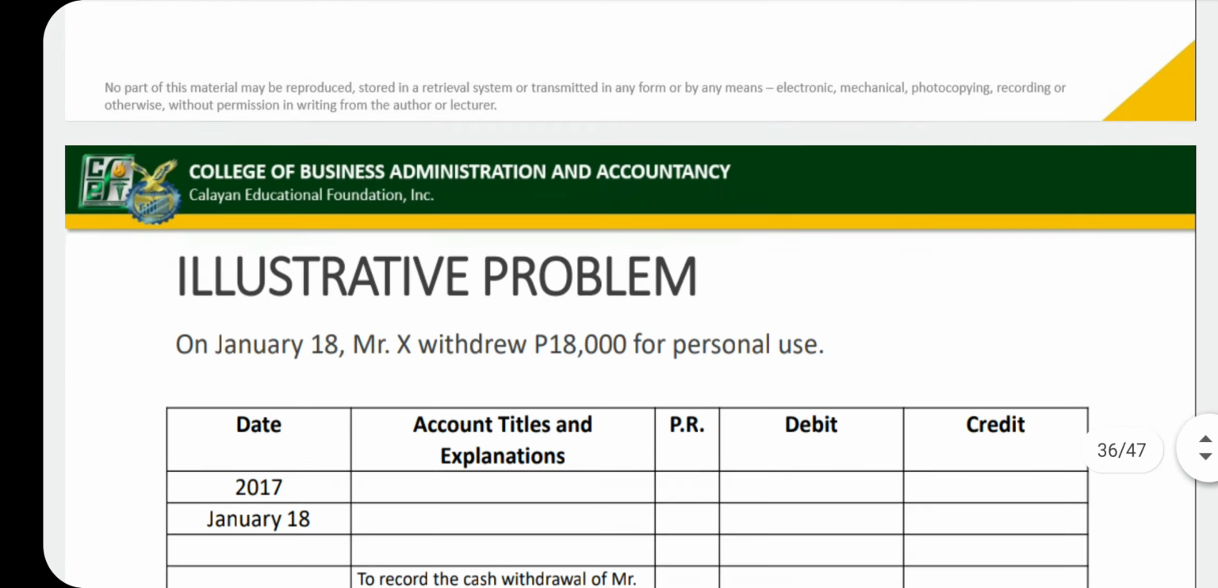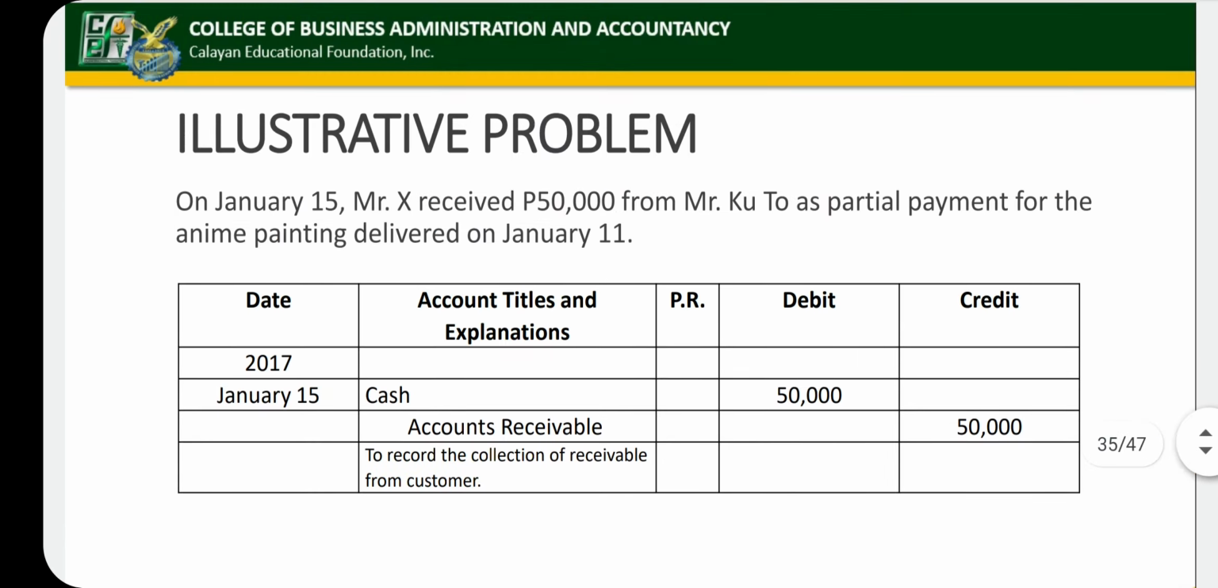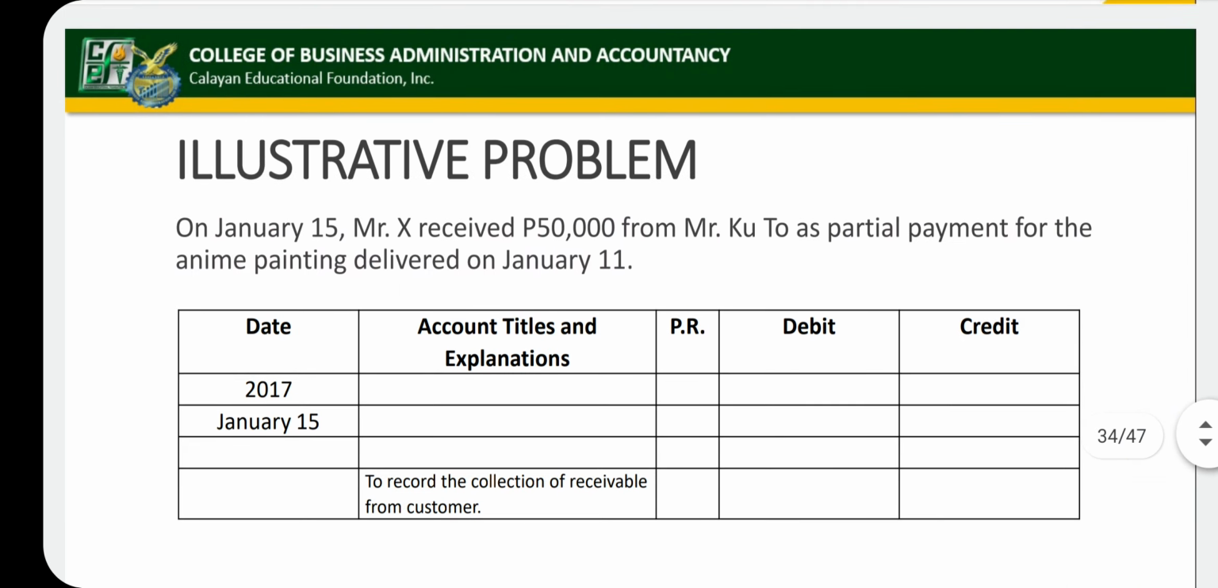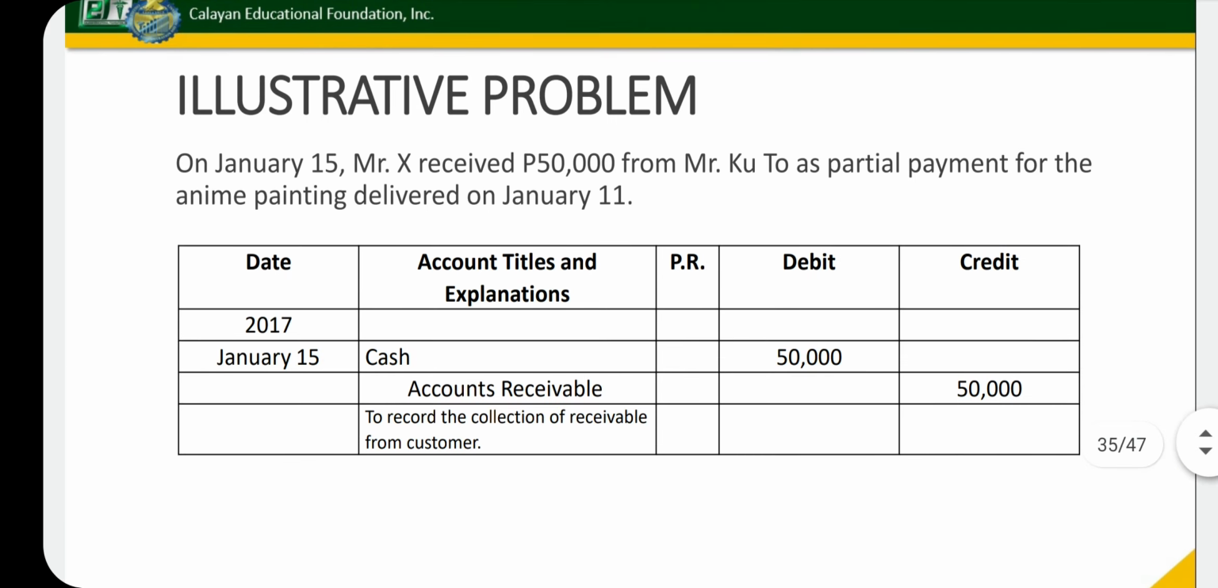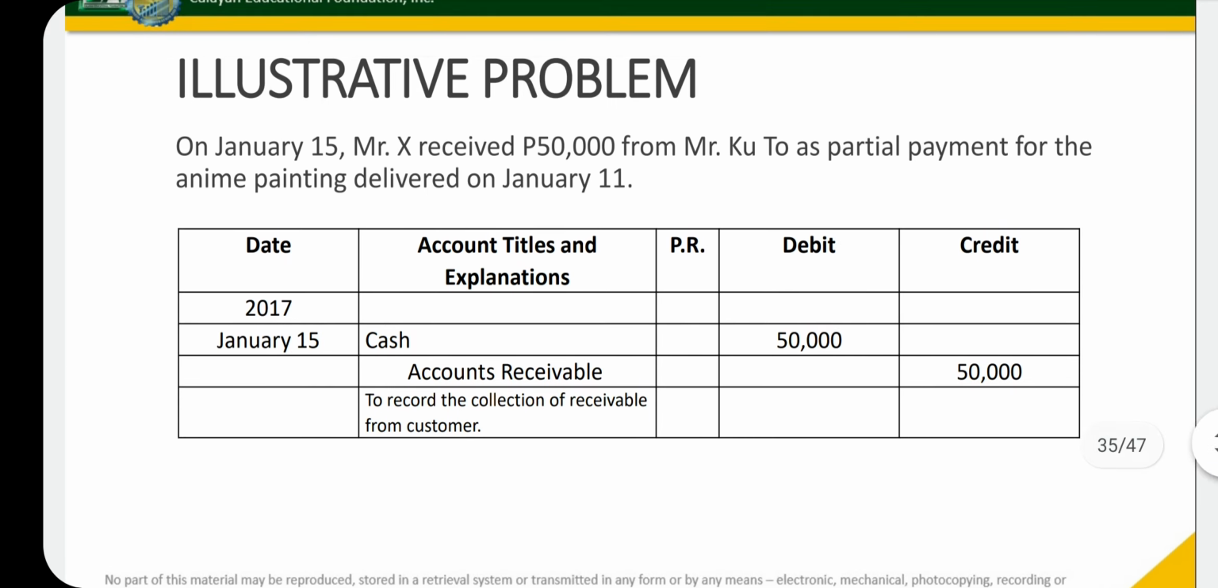So, on the date of payment, which is January 15, Mr. Kuto made a partial payment of 50,000 pesos. So, we debit cash and we credit our accounts receivable since this is a collection of receivable transaction, in the amount of 50,000 pesos. Okay. To record the collection of receivable from Mr. Kuto.